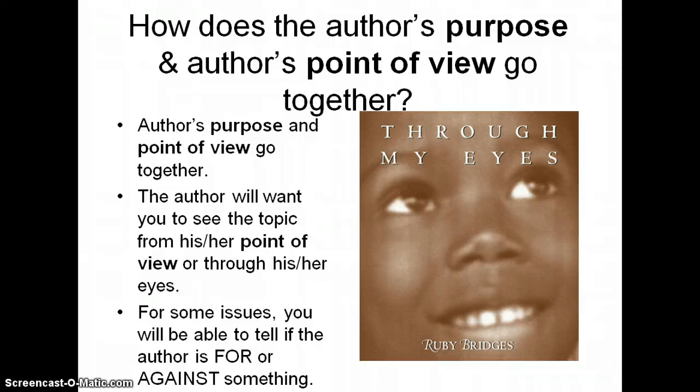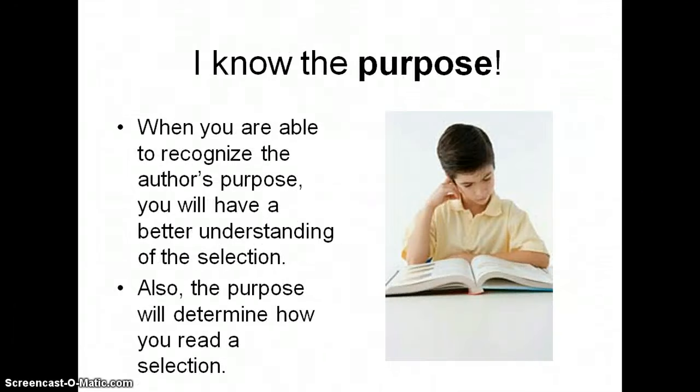How does the author's purpose and author's point of view go together? Author's purpose and point of view go together. The author will want you to see the topic from his or her point of view or through his or her eyes. For some issues, you will be able to tell if the author is for or against something. When you are able to recognize the author's purpose, you will have a better understanding of the selection. Also, the purpose will determine how you read a selection.